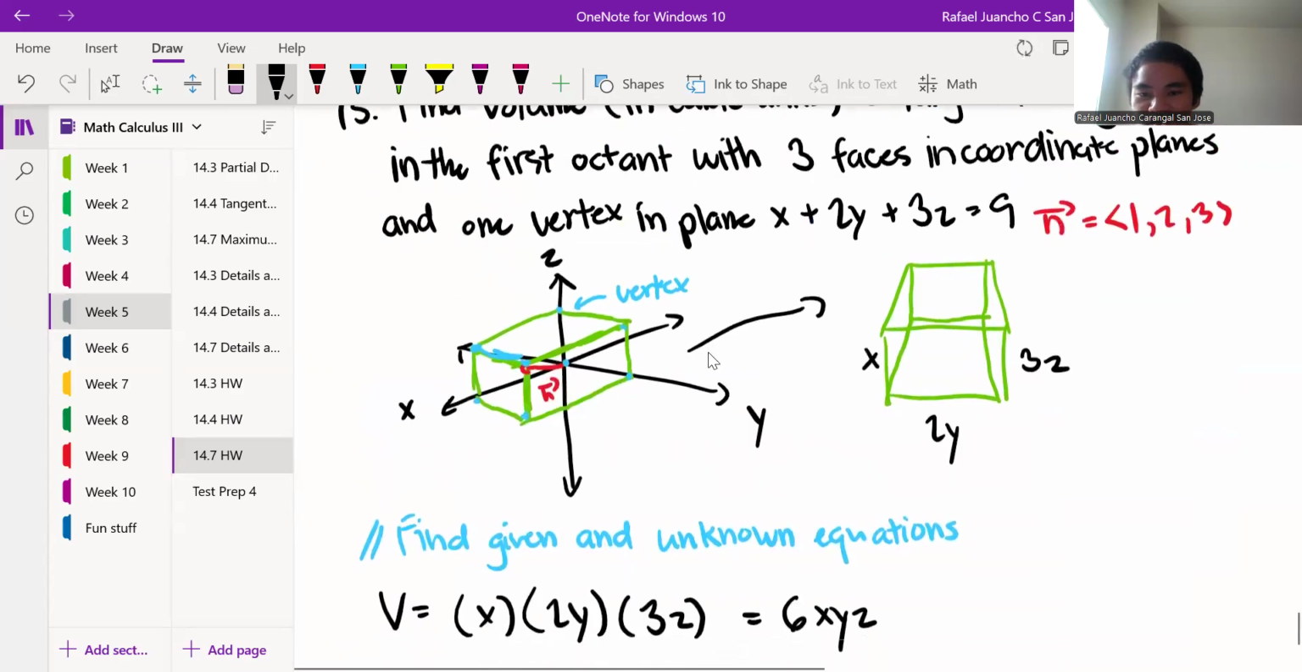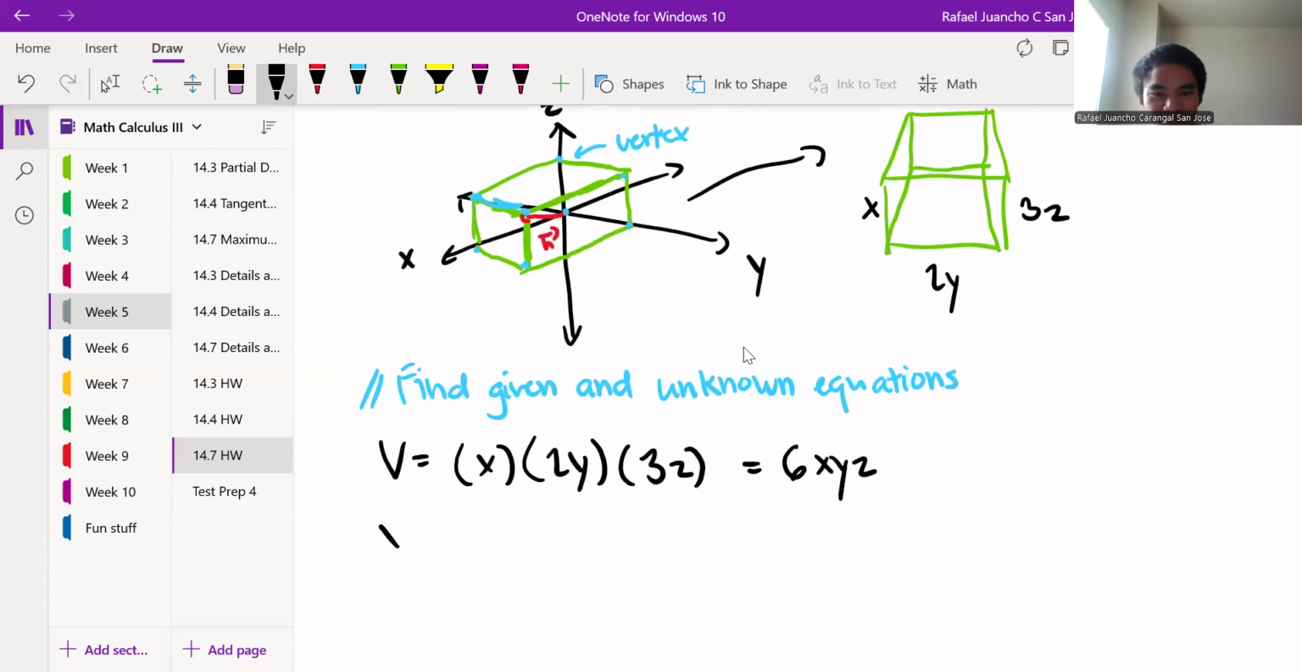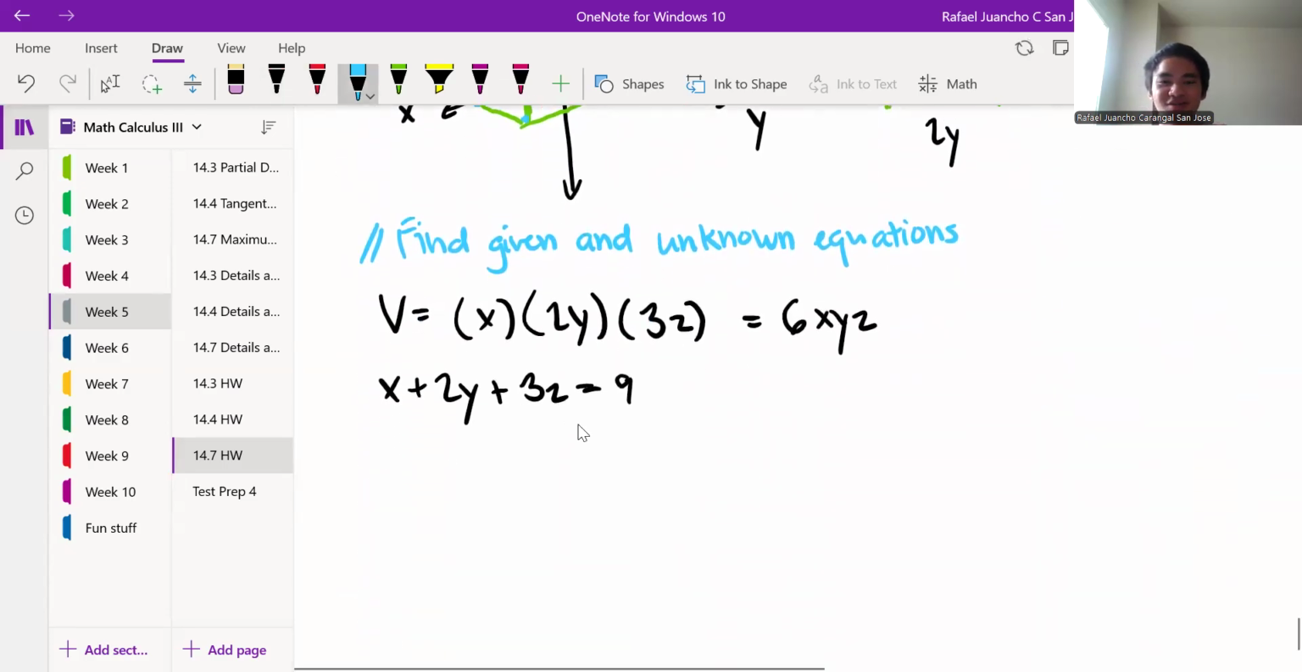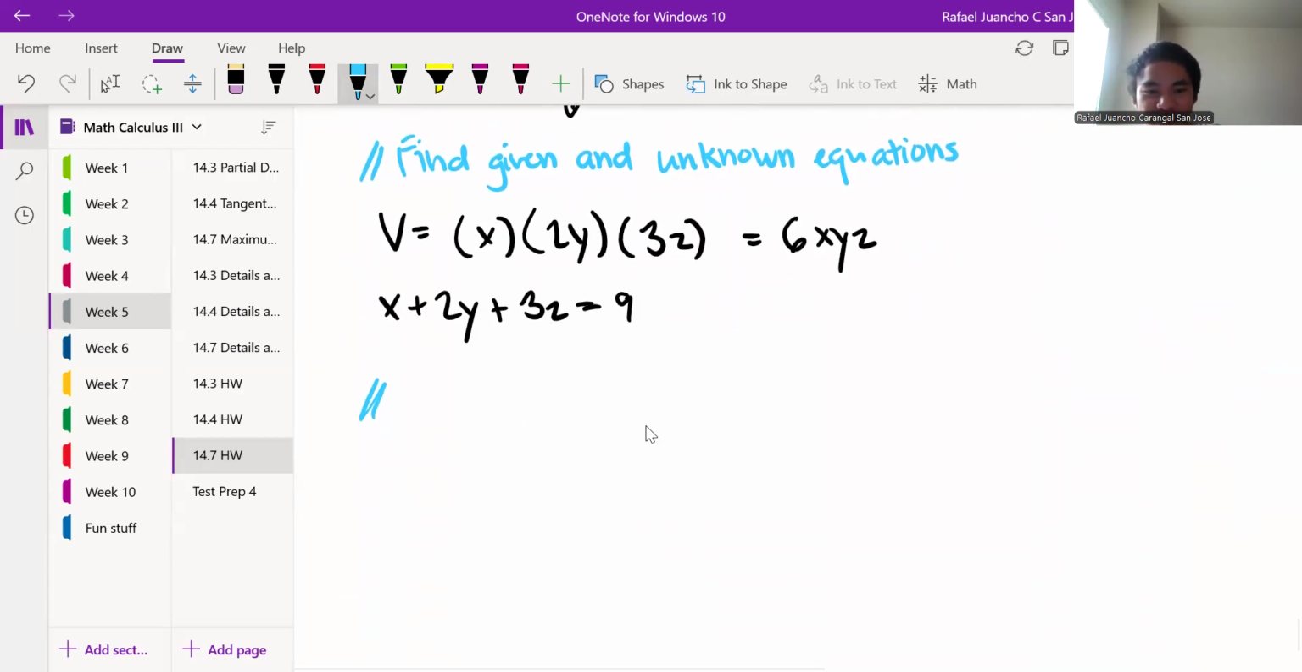And then for the plane, that's what we know. x plus 2y plus 3z is equal to 9. And so we can use this because it's a classic optimization problem. We can replace z. So let's just do that same thing. Let's replace z in terms of x and y.